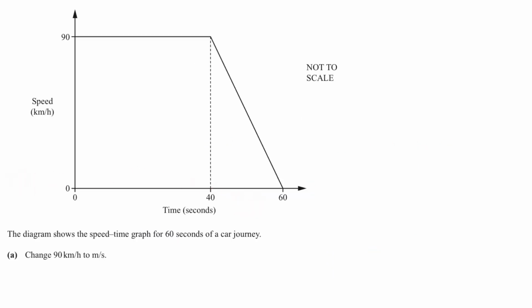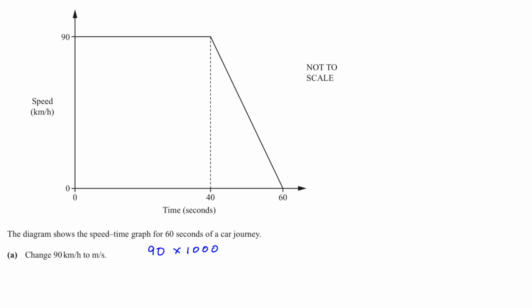This is a speed time graph and it shows the 60 seconds journey of a car. First part, change 90 km per hour to meter per second. You know that 1 kilometer is equal to 1000 meters. Therefore, 90 multiplied by 1000.